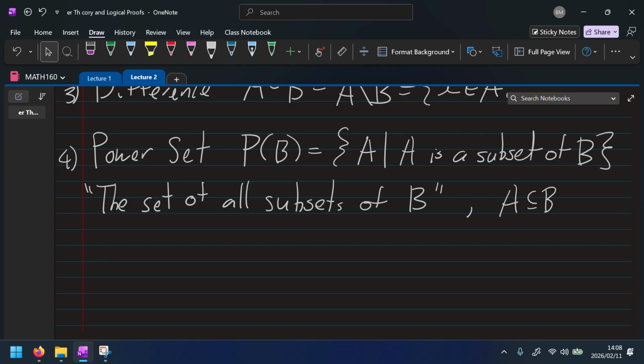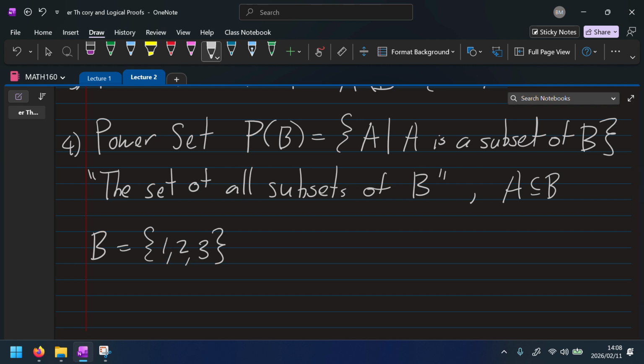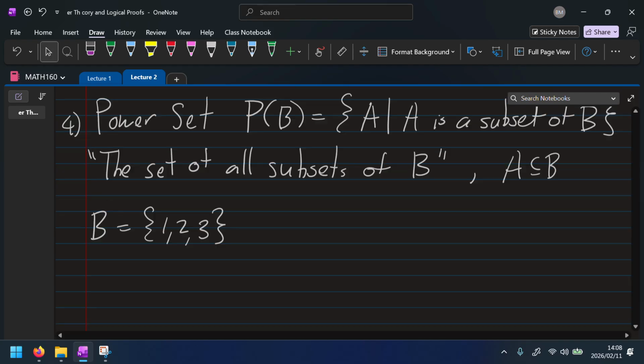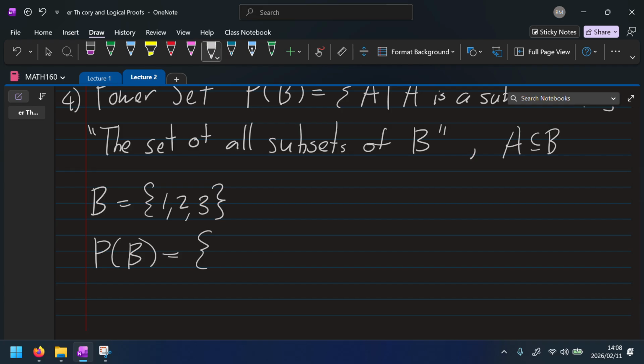Let's have a look at an example. So let's say the set B is equal to {1, 2, 3}. Anything more than this, we're going to be here all day, and we'll see why. So now we need to look at all of the subsets, and we're going to do it systematically. We need to consider all of the possible subsets of the set. Now to do that, we need to know the definition of subset. What is a subset? It's a set whose elements are in the larger set.